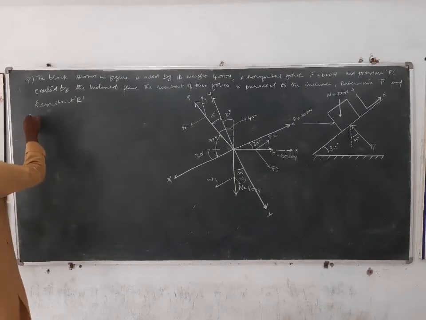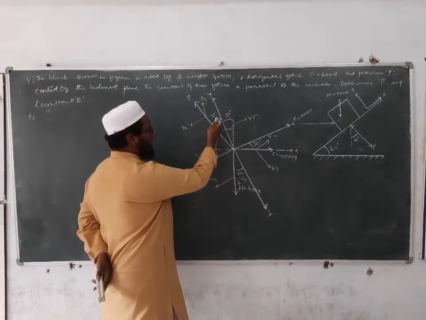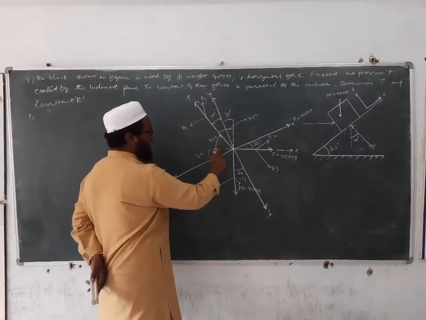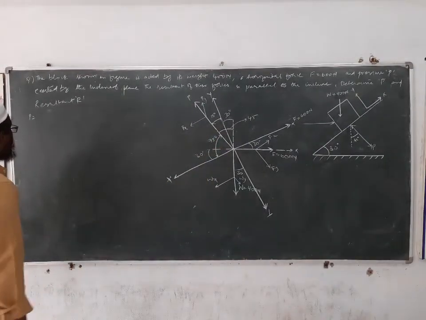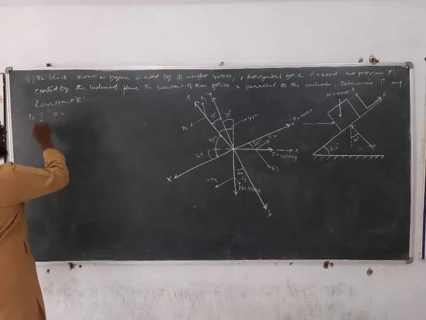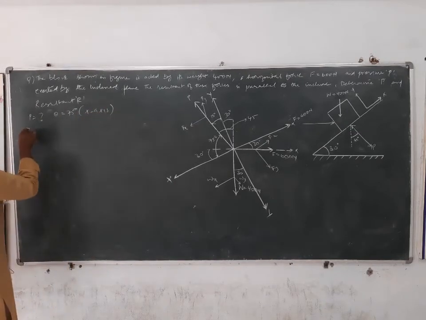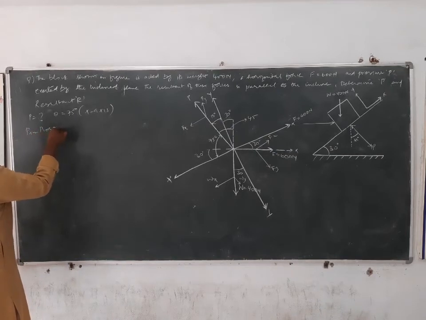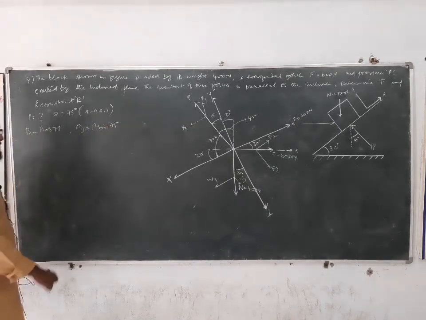So Px, P is equal to, either we can take this angle or this angle. This angle is 15 degrees with the y axis and 75 degrees with the x axis. So I'll take the angle with the x axis. We don't know the value of P. Theta is 75 degrees with the x axis. So Px is equal to P cos 75 and Py is equal to P sin 75. This one we have finished.